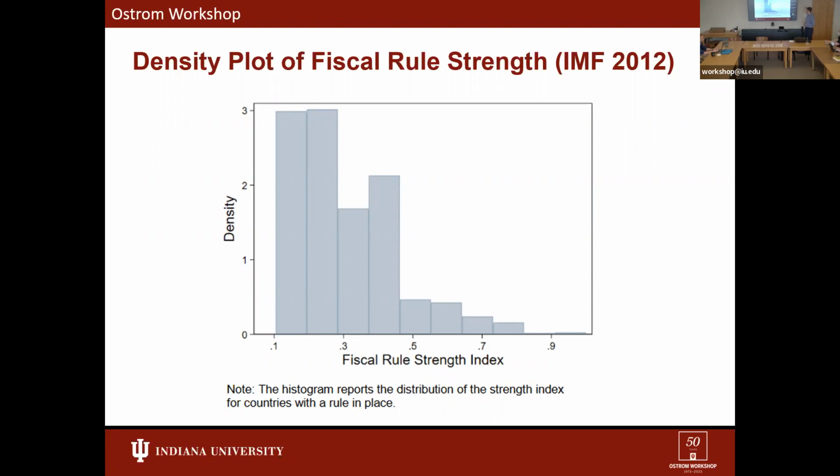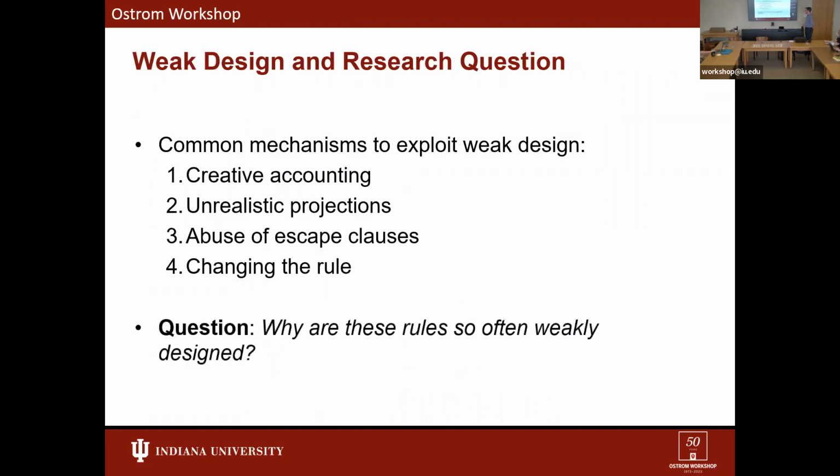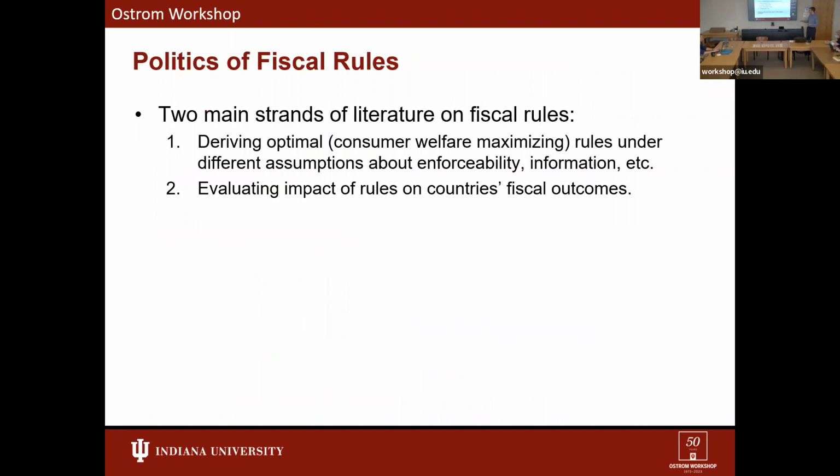This density plot shows the distribution of scores for countries' fiscal rules. And so as you can see, the plot is heavily right skewed. And so by these authors' index, at least, the vast majority of fiscal rules at the time were weakly designed. And so that kind of leads directly into my research question, which is, why are these rules so often weakly designed? And that's something that's not really addressed in the existing literature.